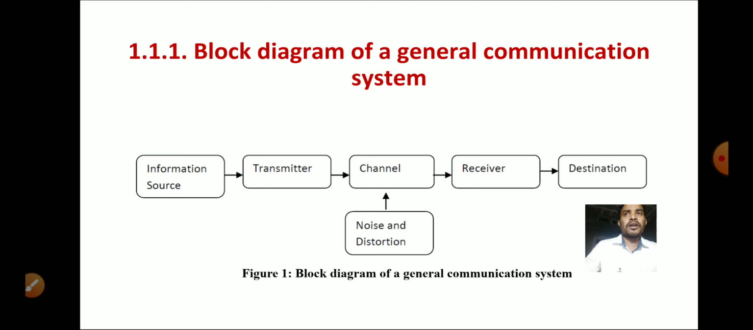Now the receiver. The function of the receiver is to reproduce the message signal that is sent by the sender. And the final block is the destination. The destination is the final stage, which is used to convert the electrical message signal into its original form, that is, the form in which the message was sent by the information source will be reproduced at the destination.